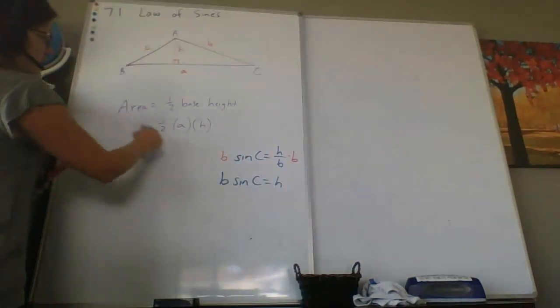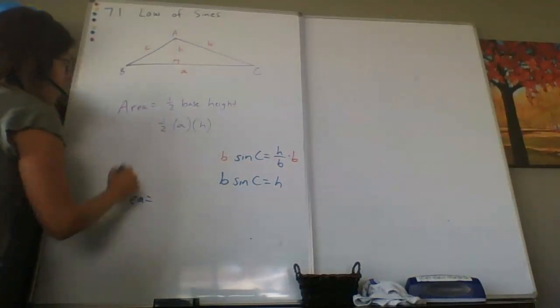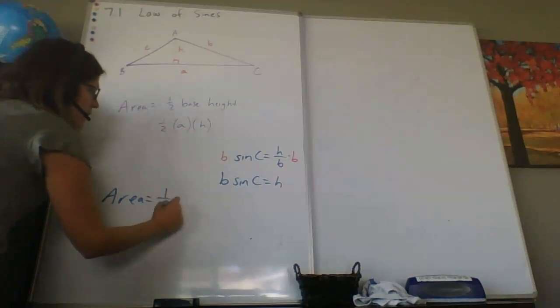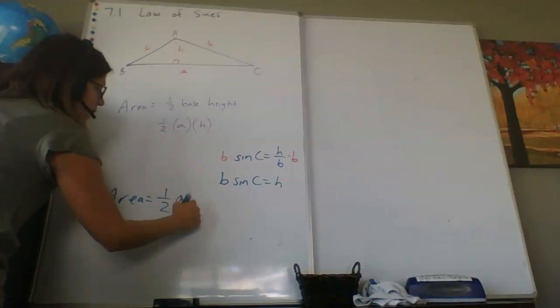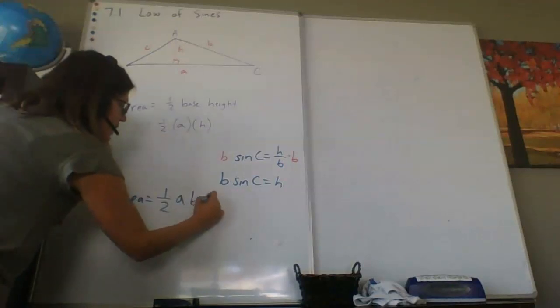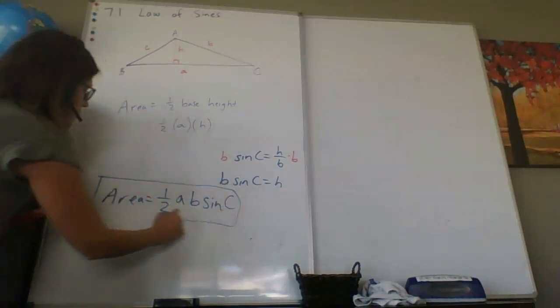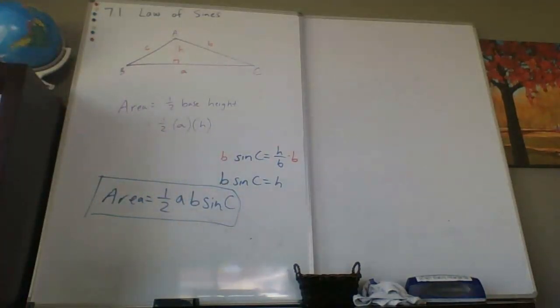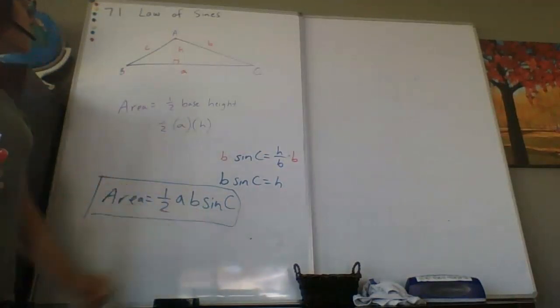Now I'm going to put these two together. So I get that the area of any triangle will be 1/2 A, and H is B sine C. So this gives me the formula for any triangle. The area is 1/2 AB sine of C.